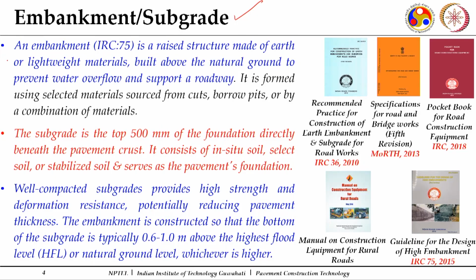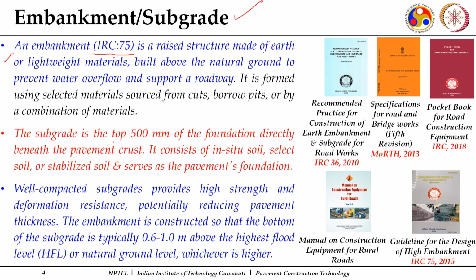Now, what does it say about embankment? Embankment is a raised structure of earth; as per IRC 75, this applies to embankments having heights more than 6 meters. So, an embankment is a raised structure made up of earth or lightweight materials built above the natural ground to prevent water overflow and support a roadway, because we always want our road structure, the pavement crust, to be sufficiently high above the high water level or the natural ground level. It is formed by using selected materials which can be obtained from cuts, borrow pits or by a combination of these materials.